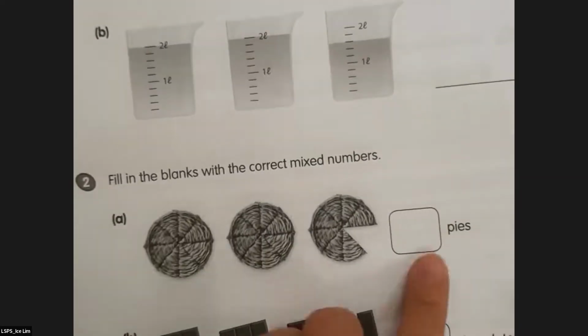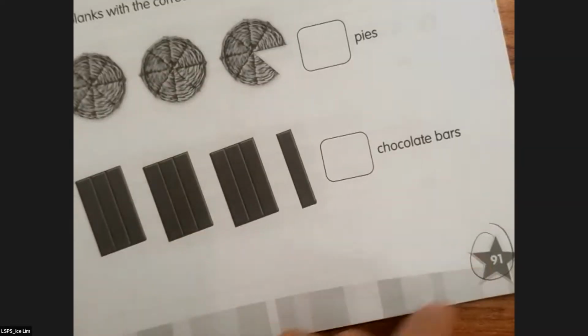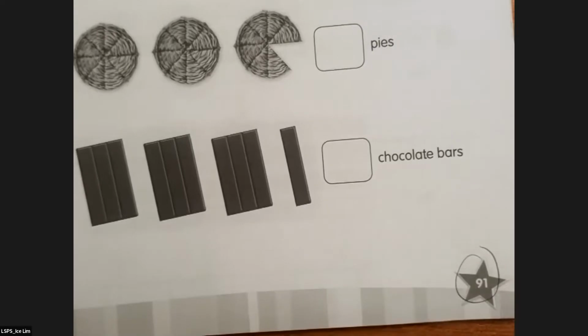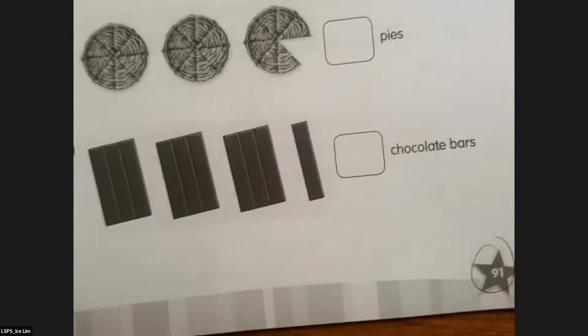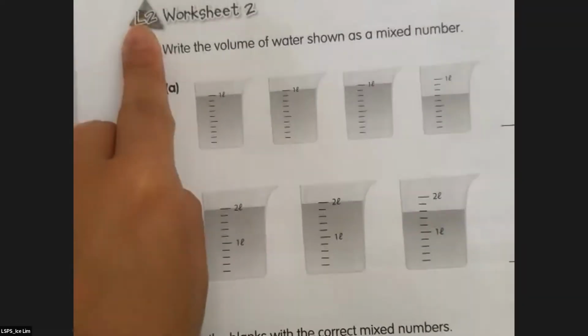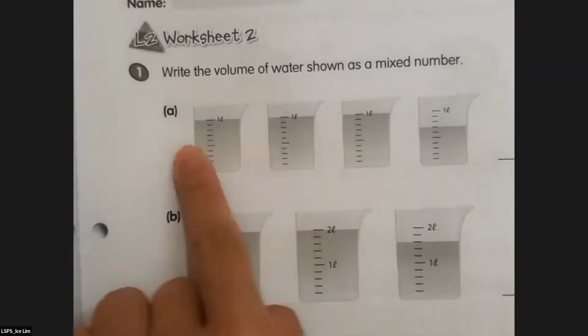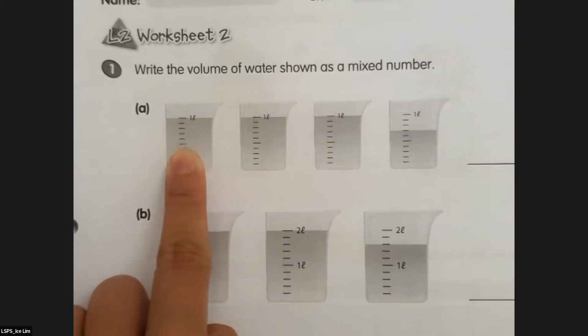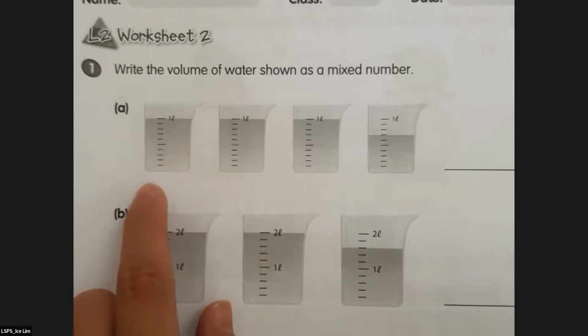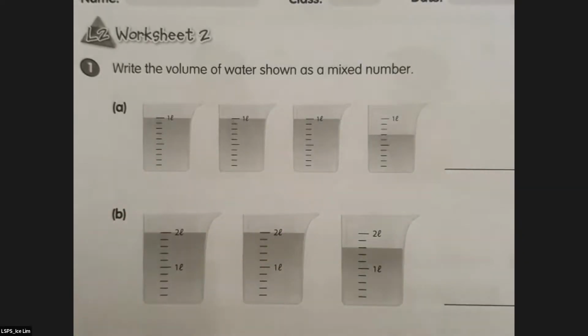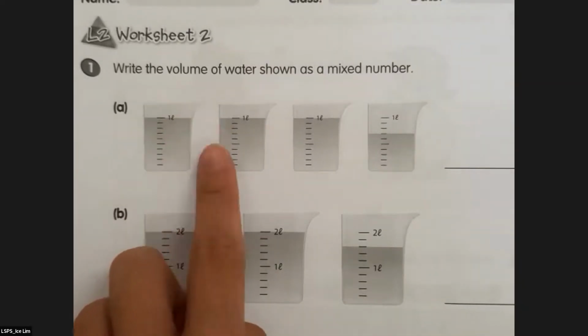For this one, okay, I'm looking at page 91. I'm looking at page 91 now, and this is level 2, page 91. Let's take a look at the first one. Now, mixed numbers and fractions are very closely used in daily life. Just now, our friend showed us a few examples. Let's take a look at this one here.